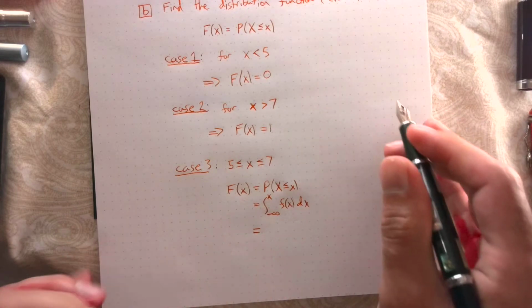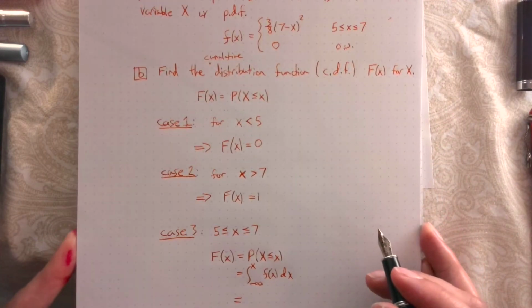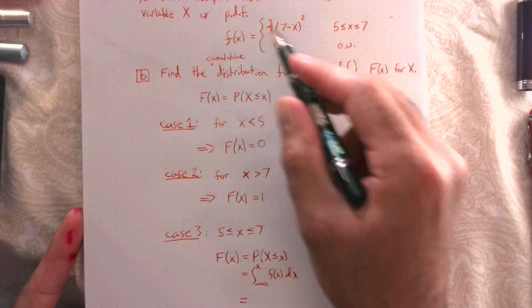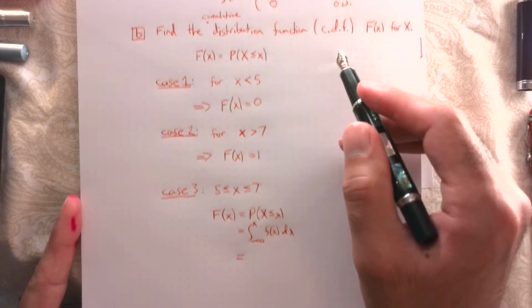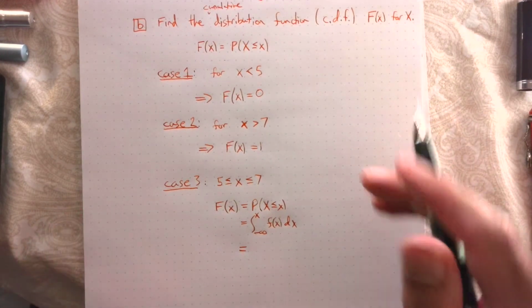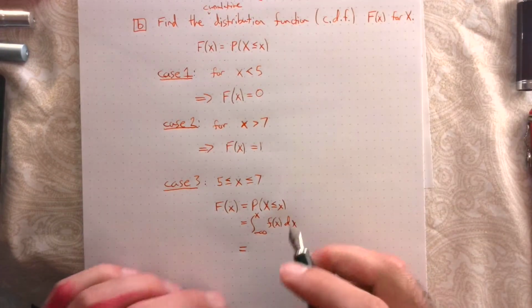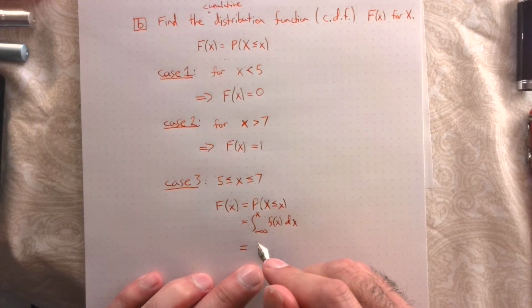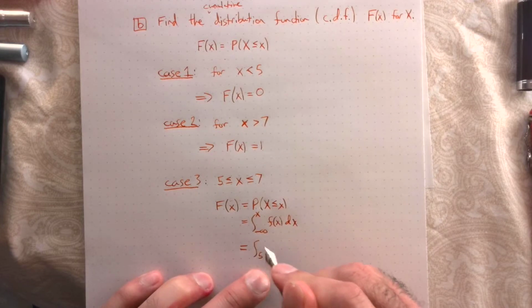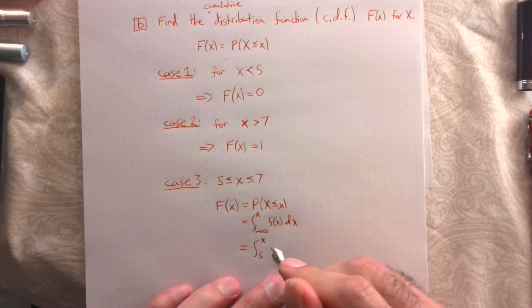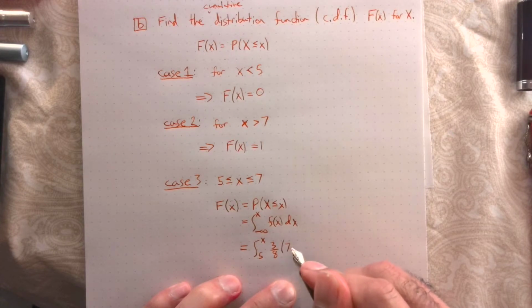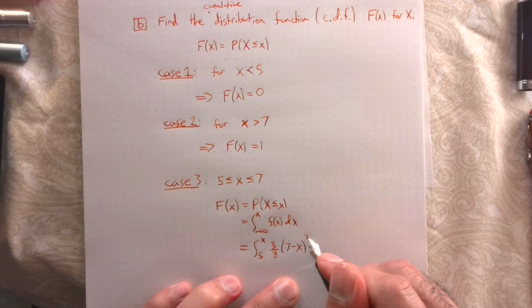So in our case, again, we only have non-zero values for the PDF when we're between 5 and 7. I know you can't see it anymore, but that's okay, I'll write it down. We're going to be integrating only between 5 and x. And now our probability density function is 3/8 (7 minus x) squared.